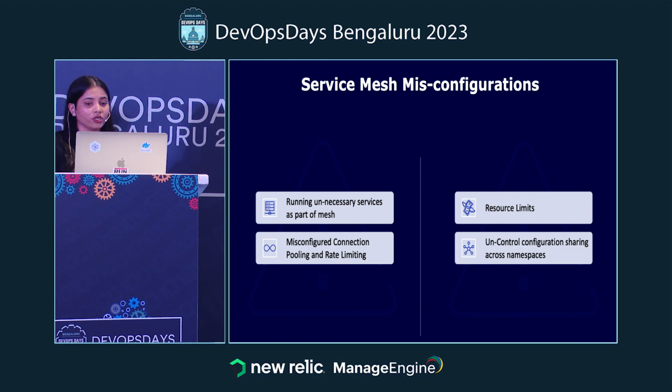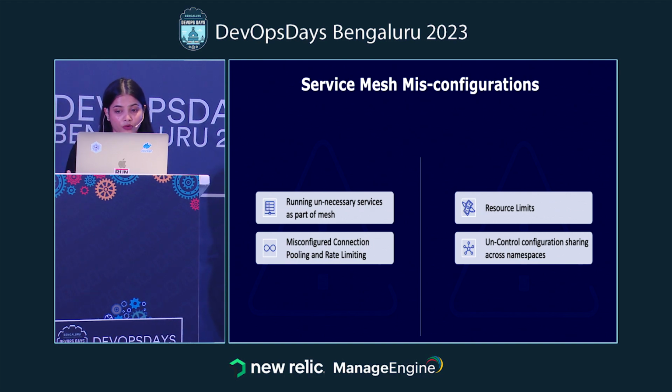Next, if we don't configure rate limiting and connection pooling, in some scenarios services can throttle the Istio control plane. And that would, in the end, result in poor performance of Istio. Then we have resource limits. Not properly configuring your resource limits for your Istio components can lead to resource exhaustion and performance problems.